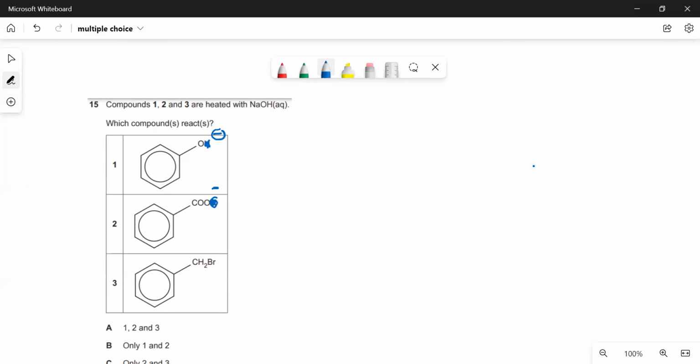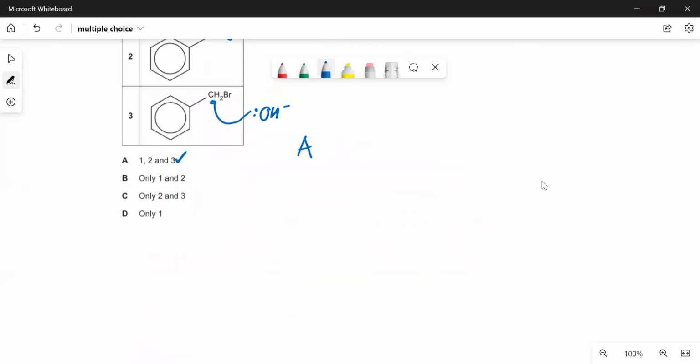And will OH react with this? Well, it will do. OH will act not as a base this time, it's going to act as a nucleophile, it's going to attack that. You get nucleophilic substitution. So 1, 2, and 3 is the answer. So A is the correct choice. Okay, that's the end of the multiple choice. I'm going to switch over to the other questions on a new whiteboard.